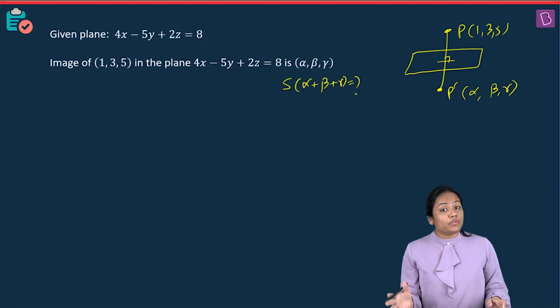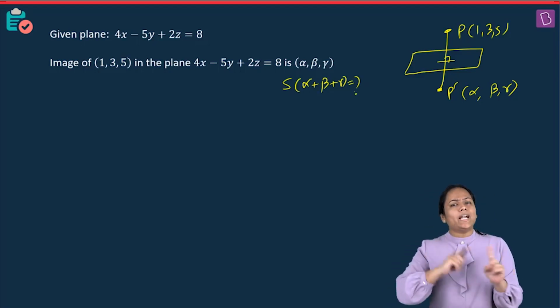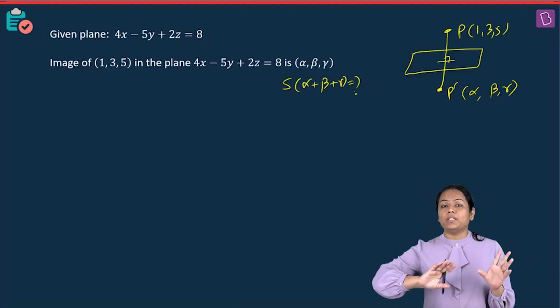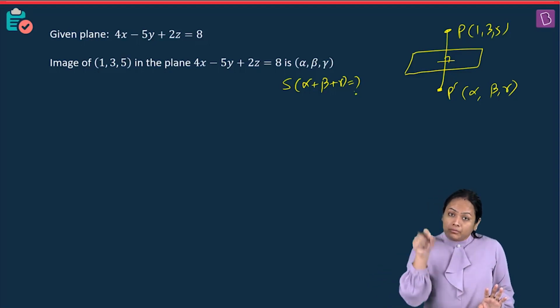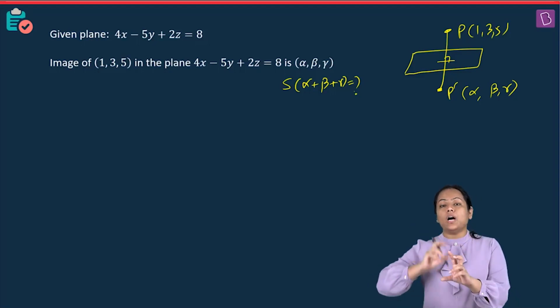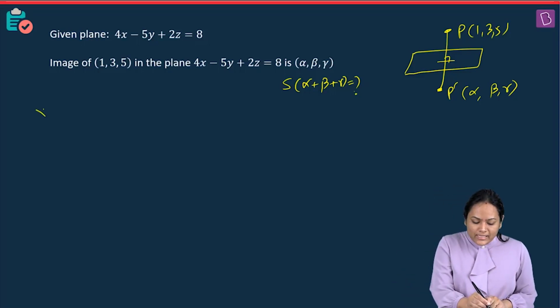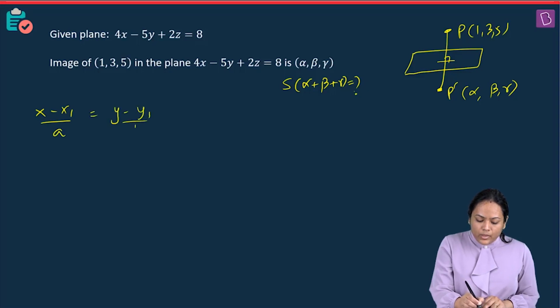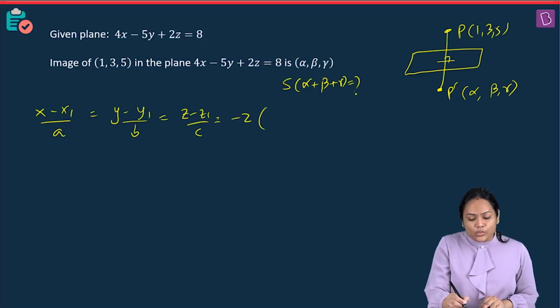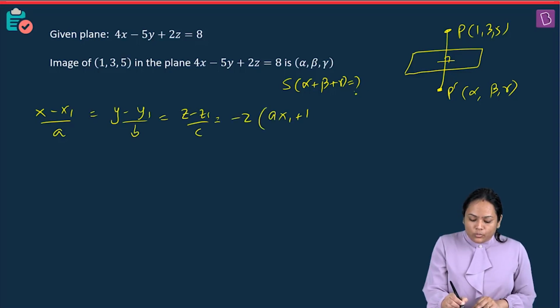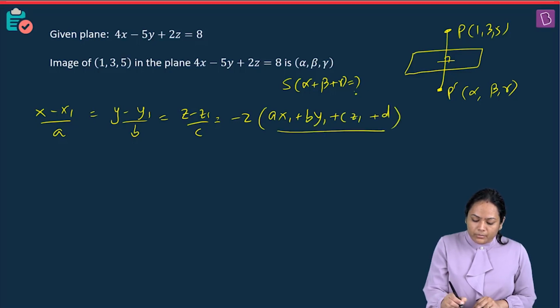Okay, so moving on to the formula part, what is it? Well, that is the same as the image formula which was in straight lines. The only difference is that you have to again include another parameter z. So the formula goes as (x minus x1) upon a is equal to (y minus y1) upon b is equal to (z minus z1) upon c is equal to minus twice of (ax1 plus by1 plus cz1 plus d) divided by (a square plus b square plus c square).